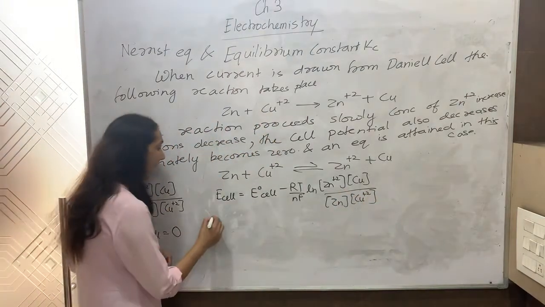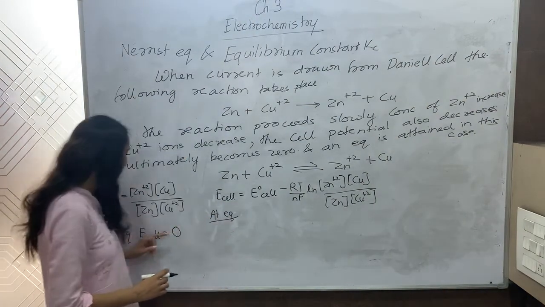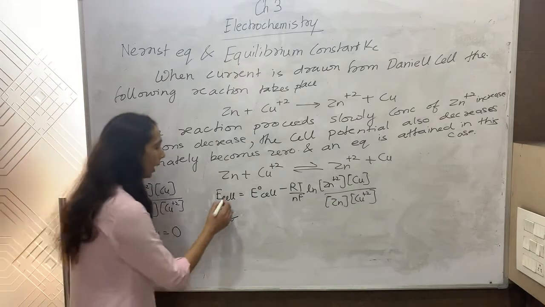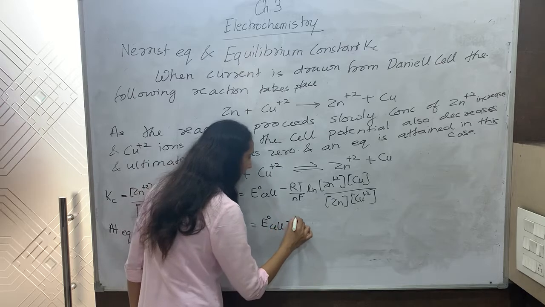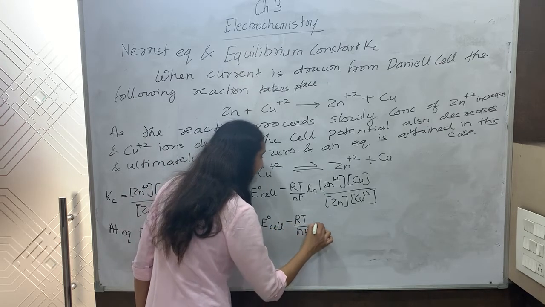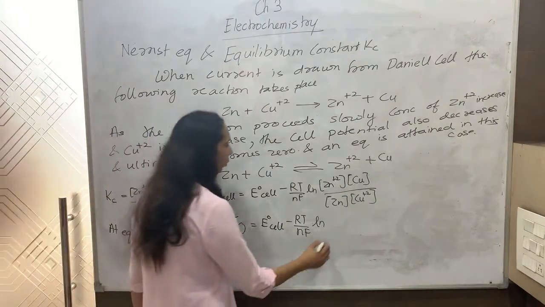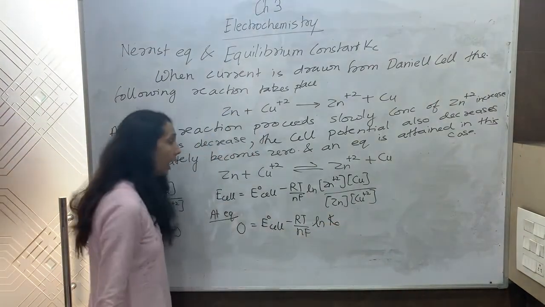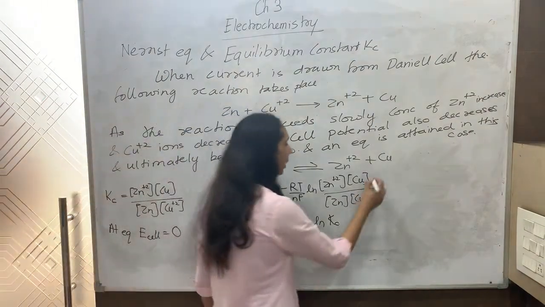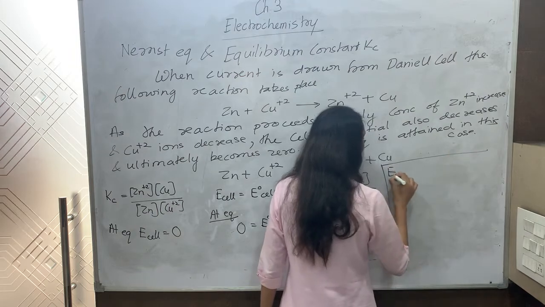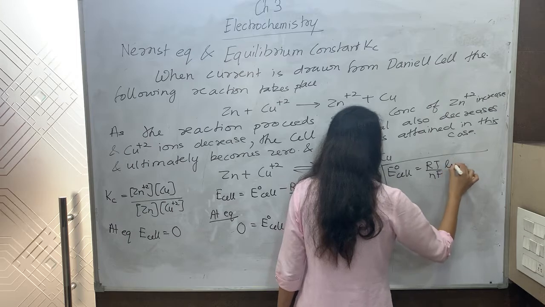Now you know that only when equilibrium is attained, E cell is 0. At equilibrium, E cell is 0, so I substitute 0 here. 0 is equal to E naught cell minus RT upon nF ln, and instead of this ratio I can substitute Kc, the equilibrium constant. Now just rearranging the equation, I take this side so that it becomes positive. I can write E naught cell is equal to RT upon nF ln Kc.